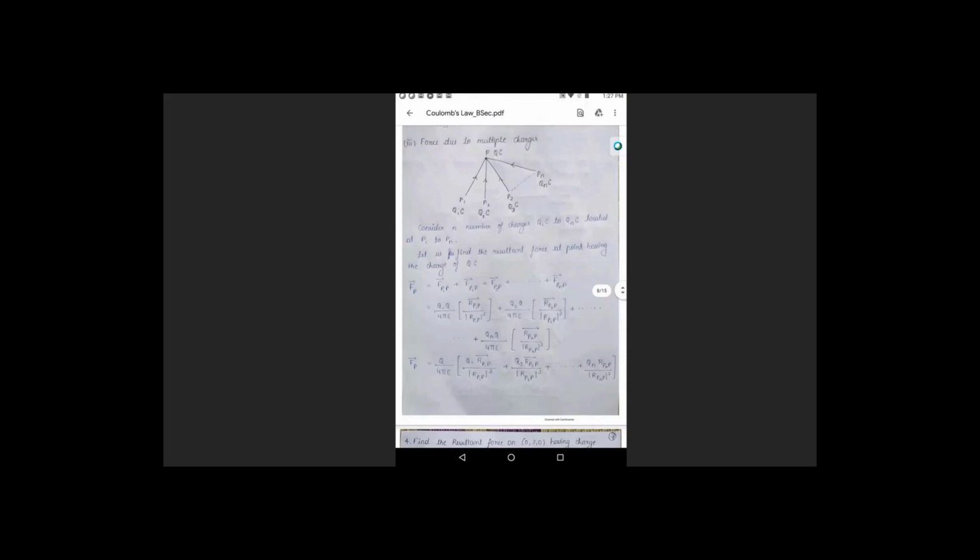So here we need to find force due to multiple charges. What is considered? Q1 to Qn, n number of charges are there, which are located at points P1 to Pn. Due to all these charges, we need to find the vector force at point P having the charge of Q coulombs. So what is the force here? We are calculating the resultant force at point P. So we are calculating the vector force at point P due to what? In the direction first P1 to P, P2 to P, P3 to P, and Pn to P.